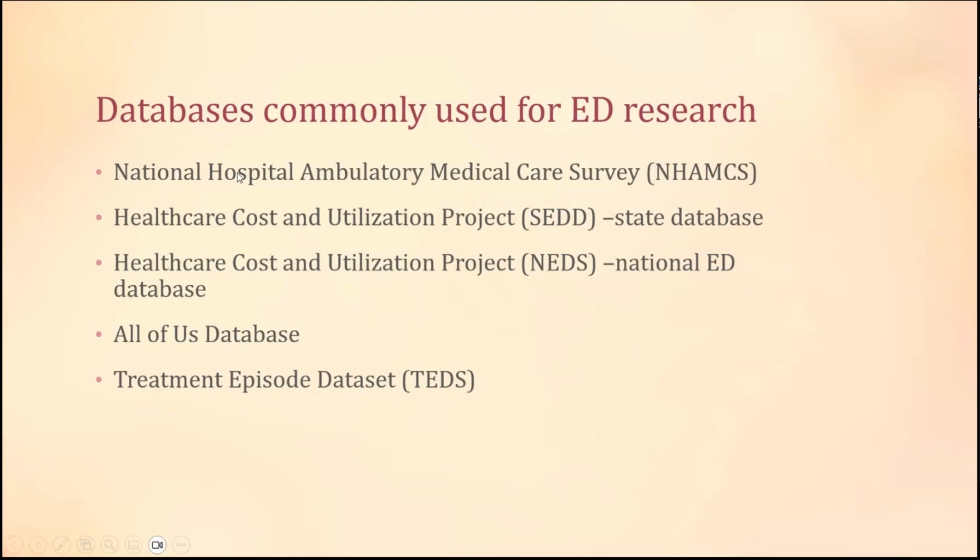Then we have the HCUP databases, which I'm sure you have heard about as well, but those you generally have to pay for. So usually if you get grant funding or your department pays for it, those are not freely accessible, but they can be purchased on the HCUP website. There are 2 of them: the NEDS, the National ED Database, and the state databases. The difference between HCUP and NHAMCS is that HCUP comes from billing data, and NHAMCS literally comes from chart extraction.